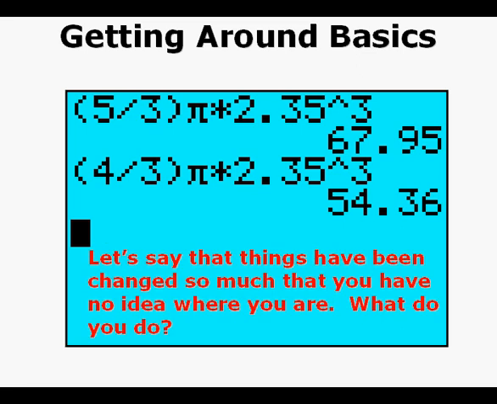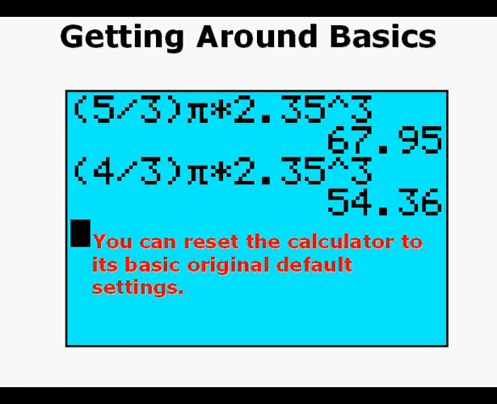Let's say that your calculator is all messed up. When graphing, the view screen is all the wrong size, it's the wrong number of decimal places, just other stuff may be very wrong. You don't know where you are. What do? You can reset the calculator to its original default settings.